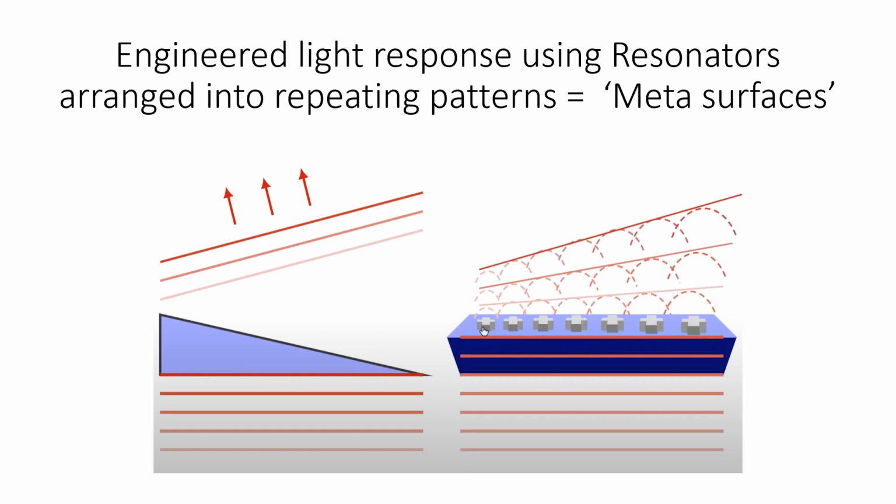Metasurfaces themselves are a bit broader than that. They're really any engineered light response using resonators, by arranging those resonators into repeating patterns. So here's an example of something that would behave in the same way as a glass prism would, but in fact it's a planar structure with just different sized resonators.